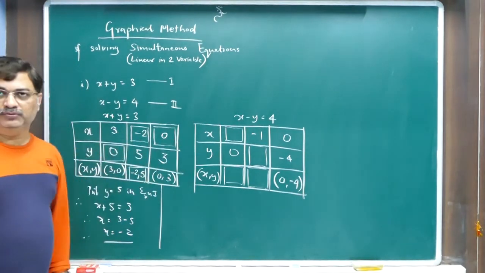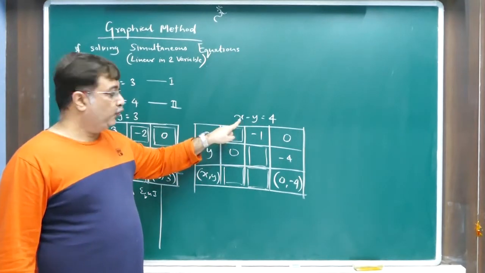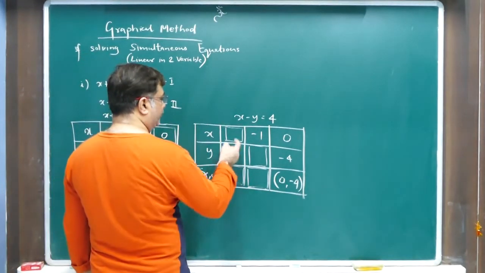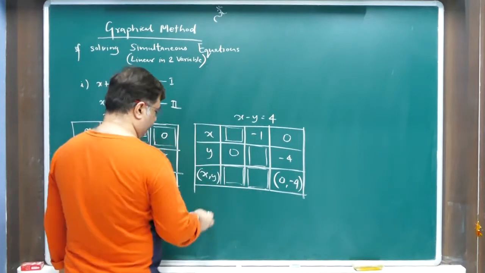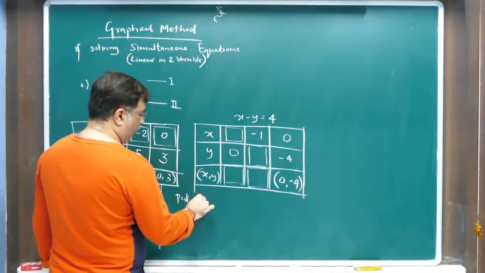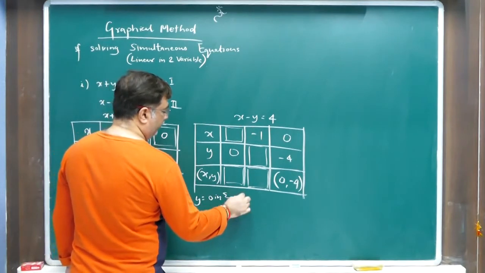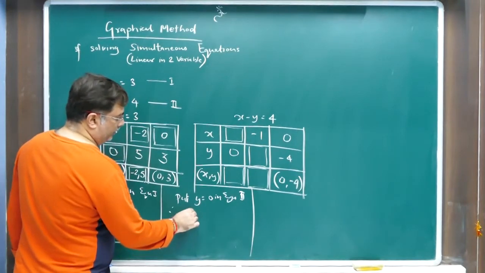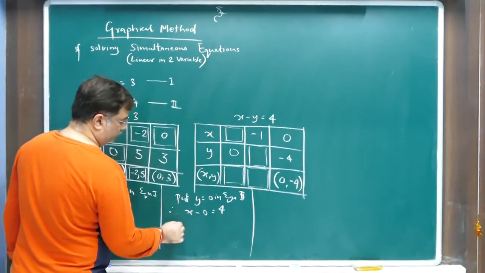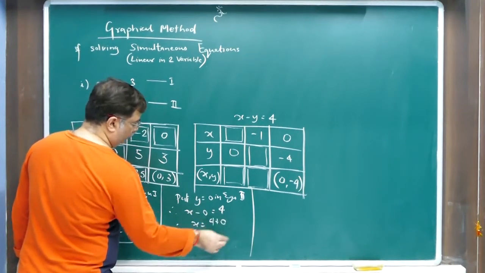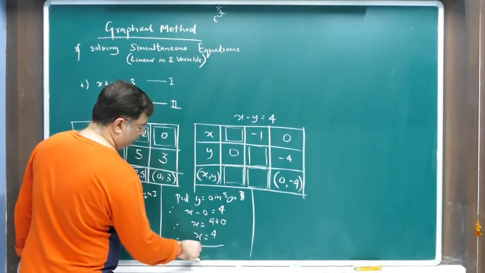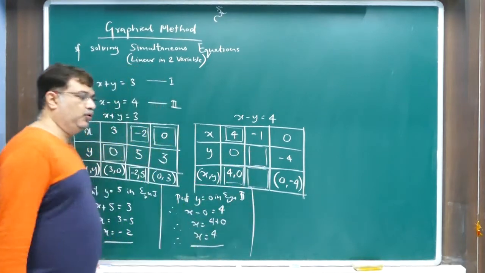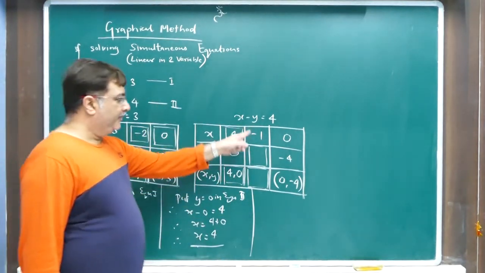Alright, let's go to that table now. Now this table is based on this equation, mind you. So whenever you have to substitute any value, you have to substitute in this equation. Y is 0, we don't know x, so we have to substitute y equal to 0 in equation 2. What will we get? x minus 0 is equal to 4, so x is equal to 4 plus 0, so x is equal to 4. And if you get x as 4, then this becomes 4 comma 0.